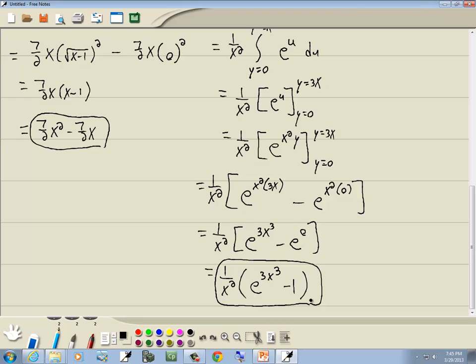Seems weird, I know, because normally you can't treat variables like that. But again, when we're integrating with respect to one variable, the other one's considered a constant.